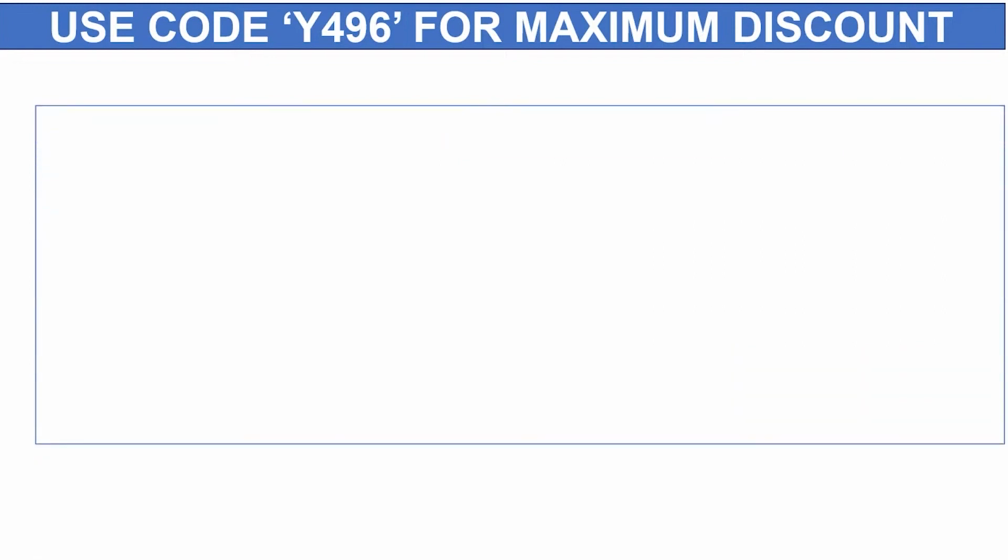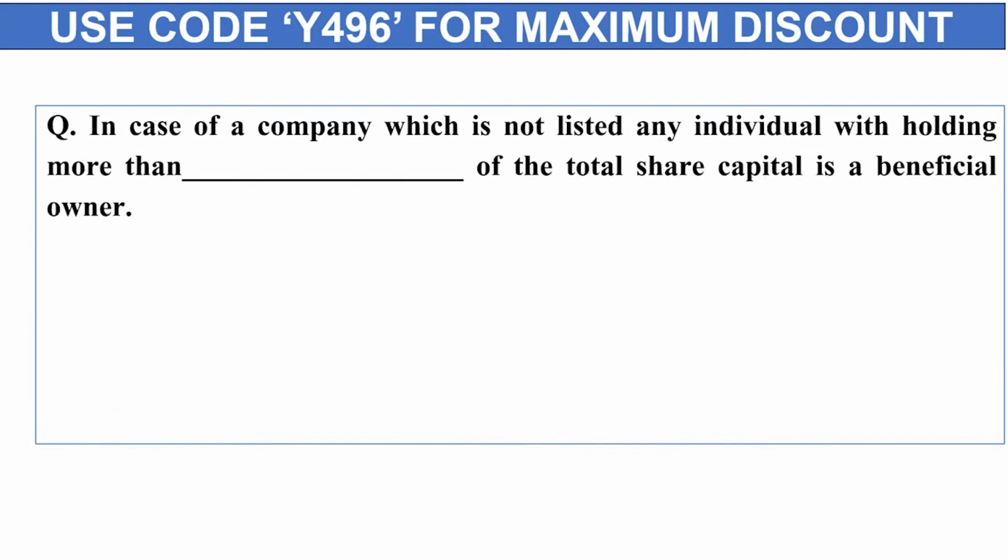Next, in case of a company which is not listed, any person holding more than dash of the total share capital is a beneficial owner. 15%, 30%, 10%, or 20%. A beneficial owner is simply a person who has a certain ownership or certain rights in a company. That person will be known as beneficial owner. So in case of a company which is not listed, any individual holding more than dash amount of the total share capital will be taken as a beneficial owner. So is it 10, 15, 30, or 25?